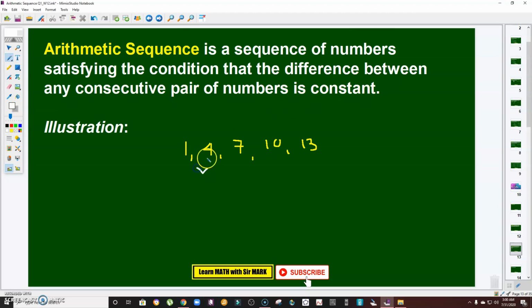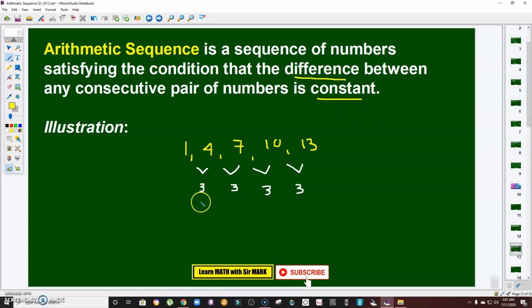Note that if I'm going to subtract 1 from 4, that will become 3. Subtract 4 from 7, that will become 3 as well. 10 minus 7, that's 3. And 13 minus 10, that's 3. Again, this is an example of arithmetic sequence simply because the difference is constant.